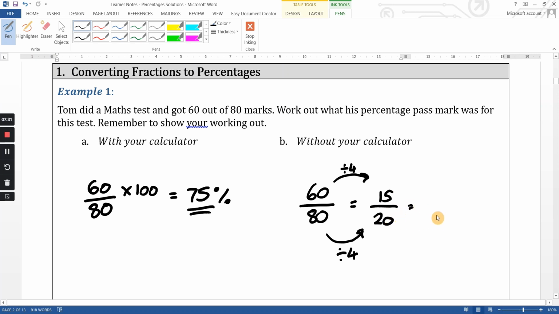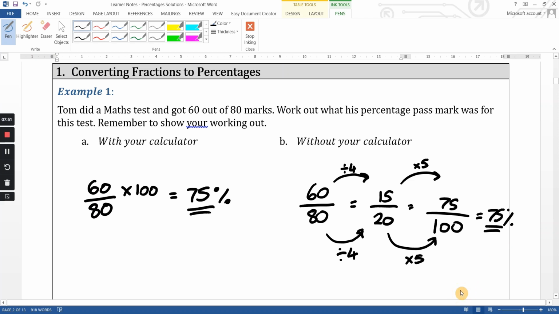And then instead of out of 20, change it to out of 100 instead. So how do you get from 20 to 100? You can times by 5. Do the same for the top, times that by 5 as well. 5 times 15 is 75, which is 75%.